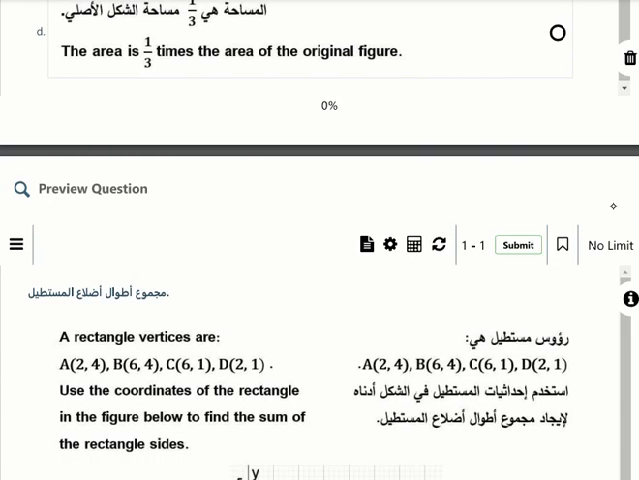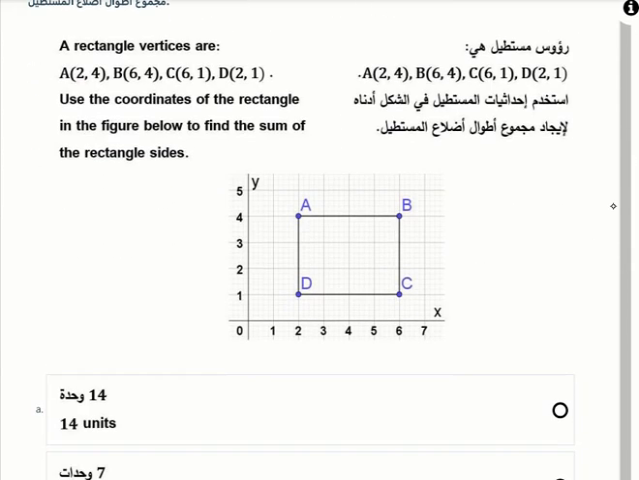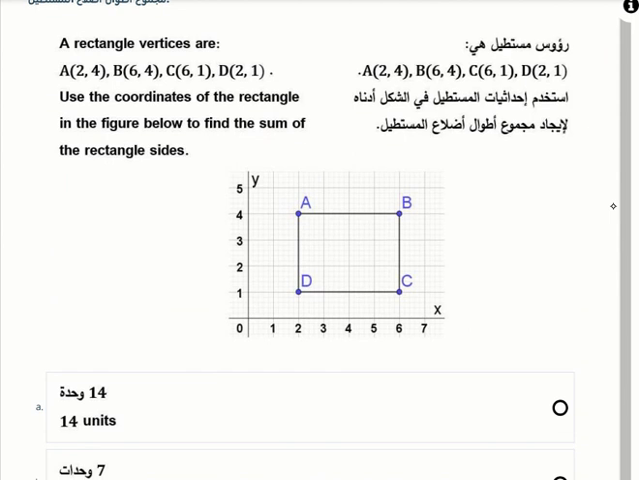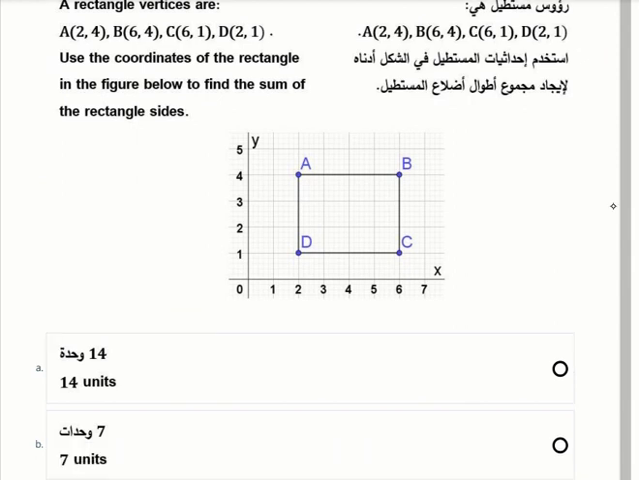A rectangle has vertices A, B, C, D, with coordinates given. Use the coordinates of the rectangle in the given figure to find the sum of the rectangle's sides. See, in place of asking for the perimeter, they have written find the sum of the rectangle sides. So it means they are asking about the perimeter.